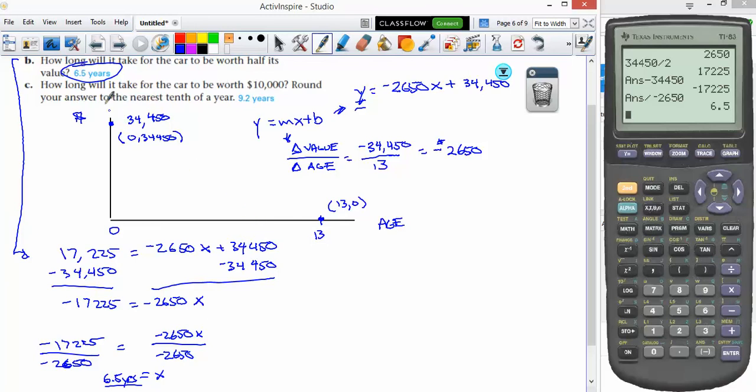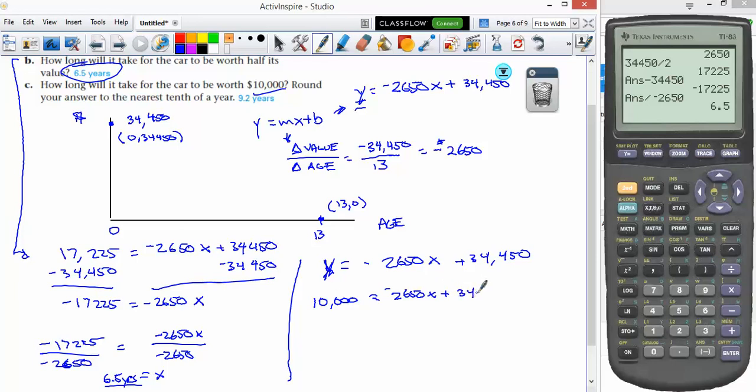Okay? And then, how long will it take the car to be worth 10,000? So we're going to do the same process again right here. We're going to set the value of the car. Remember, our equation is y equals negative 2650x, x being the number of years, plus 34,450. So now, say y is the value. Well, let's put that value at 10,000. So we're going to go 10,000 equals negative 2650x plus 34,450.